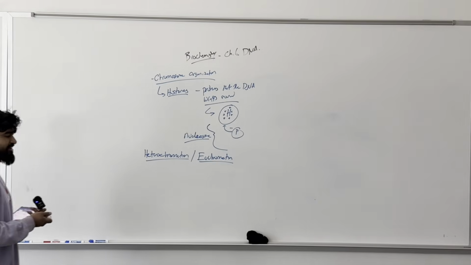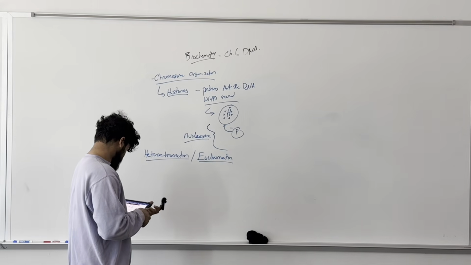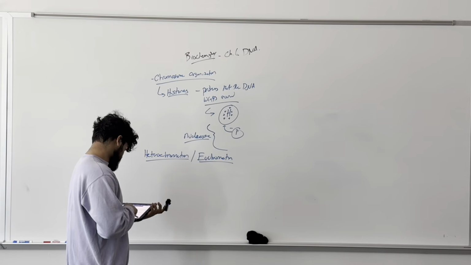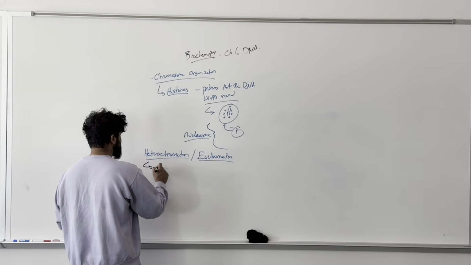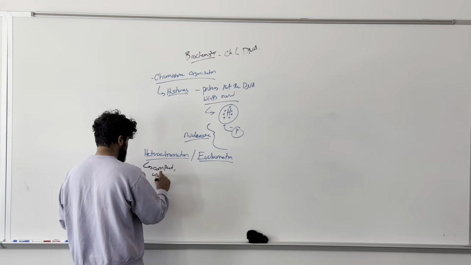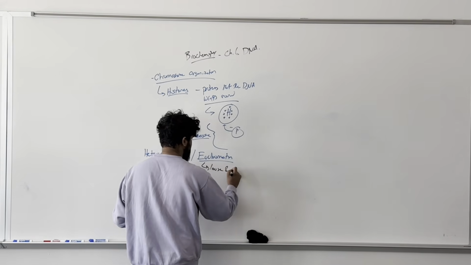Okay, I'll text. Okay. Heterochromatin and euchromatin. So heterochromatin is compact and it is wrapped around histones. And euchromatin is loose and released.